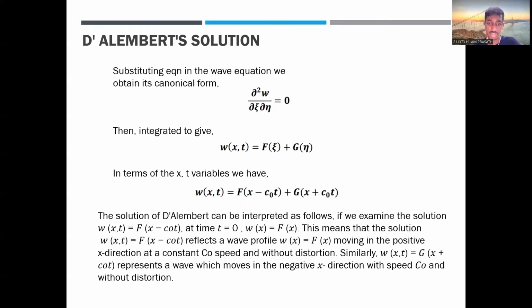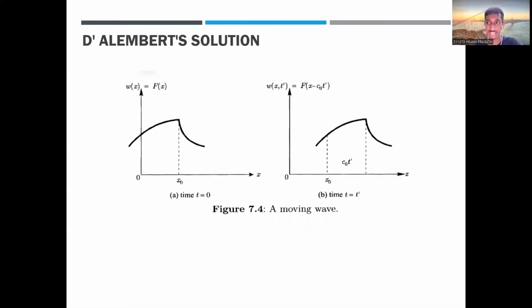So this D'Alembert solution can be interpreted as follows: if w(x,t) equals f(x minus c naught t), at time t equals 0, w(x) equals f(x). This means the solution w(x,t) equals f(x minus c naught t) reflects a wave profile w(x) equals f(x) moving in the positive x direction at constant speed c naught without distortion. And similarly, w(x,t) equals g(x plus c naught t) represents the wave which moves in the negative x direction with the speed of c naught without distortion. And this is a diagram that physically shows what the equation says, which is a moving wave.